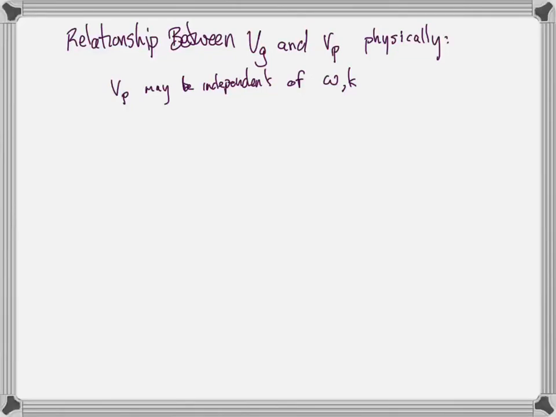So let's just think a little bit more about V group and V phase before we finish up waves. V phase is the speed of the individual peaks in the wave, and sometimes the phase velocity is dependent on the frequency of the wave, and sometimes the phase velocity is independent of the frequency of the wave. What do I mean by that?